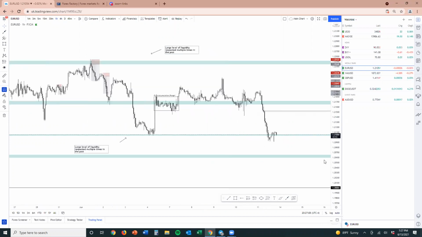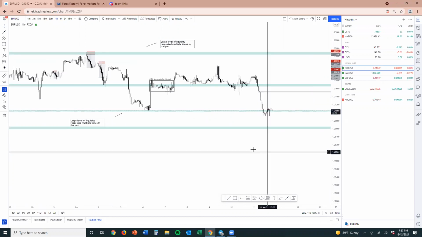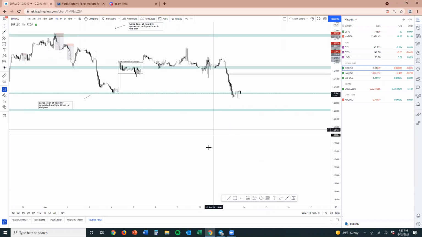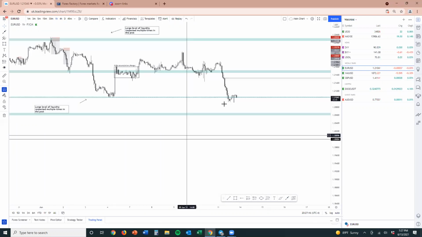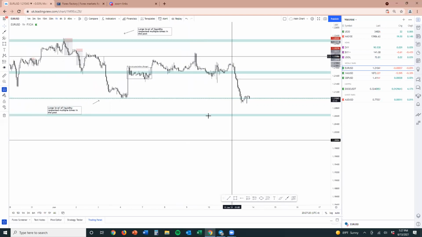So yeah, I definitely see us pushing down to that 1.20 level this week. Maybe even starting to push lower if the US dollar continues to be bullish, but my main target is there and I will be taking majority sells on EU this week.